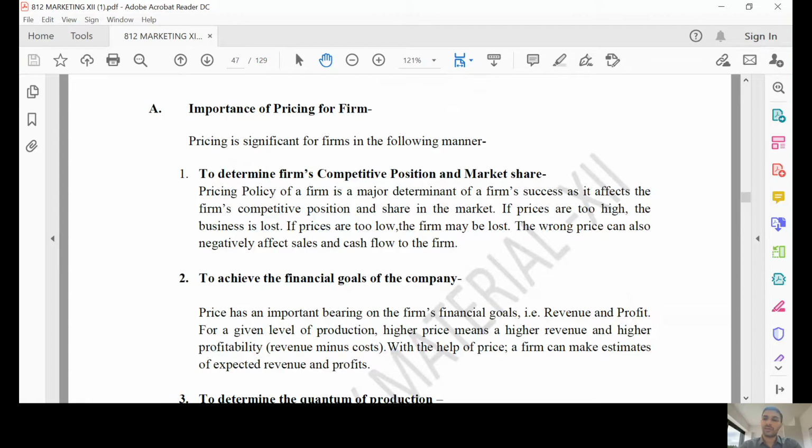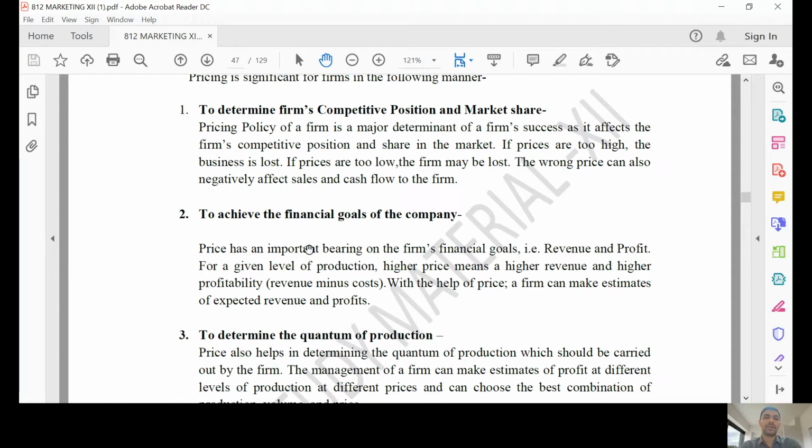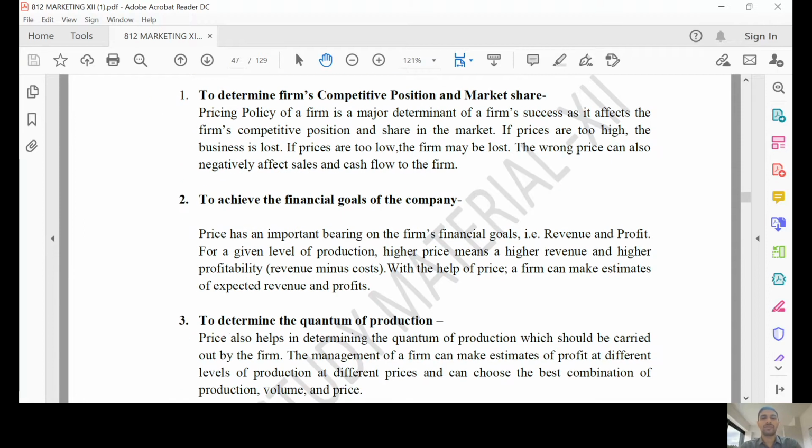If we want to determine our competitive position, then we have to price appropriately. Most companies can have a very good competitive position only if they are reducing the price. Most companies can have good market share only if they are reducing the price. Second one, to achieve the financial goal of the company.